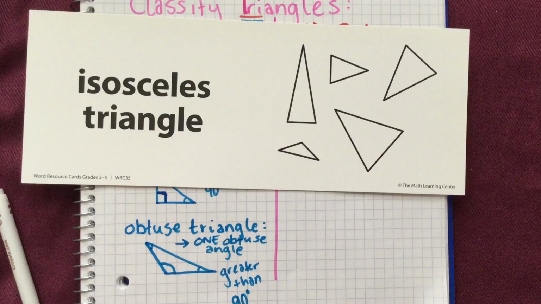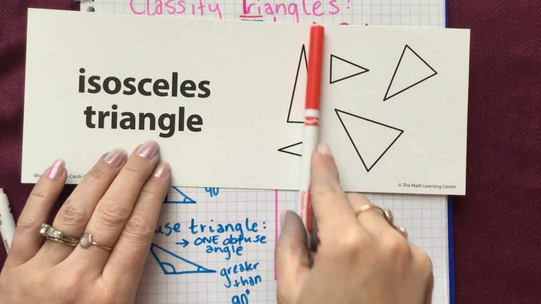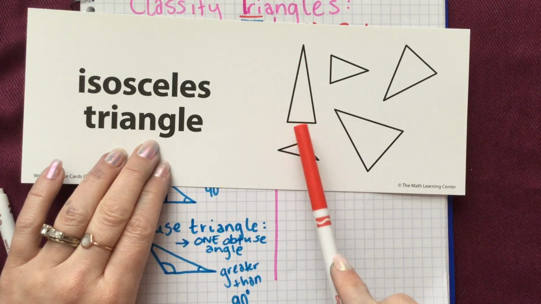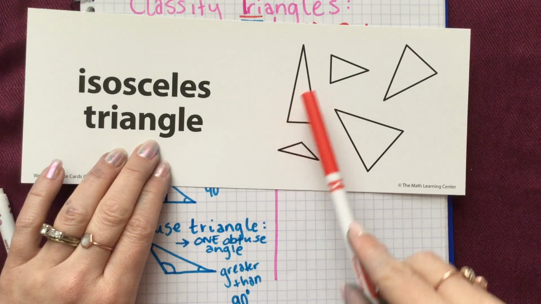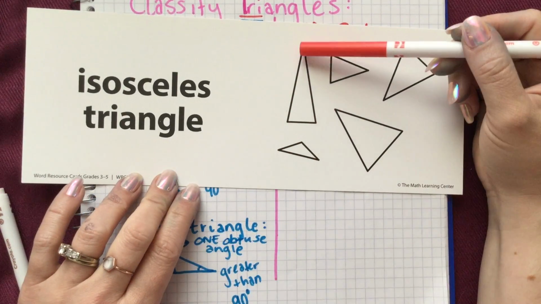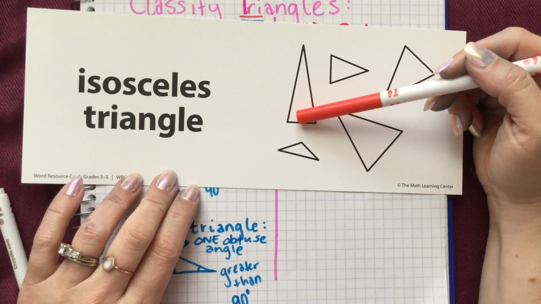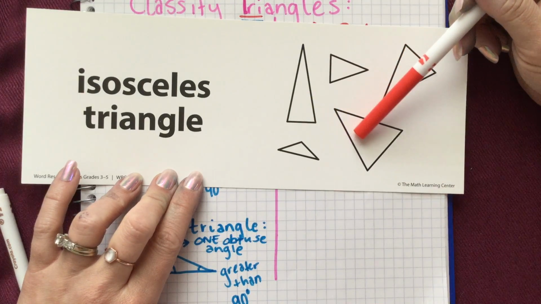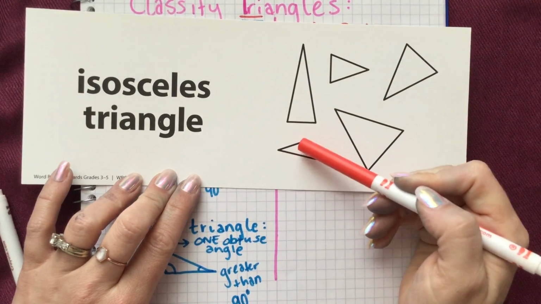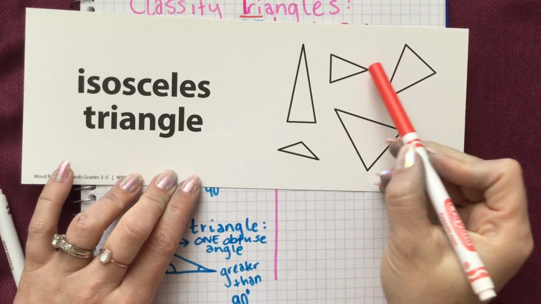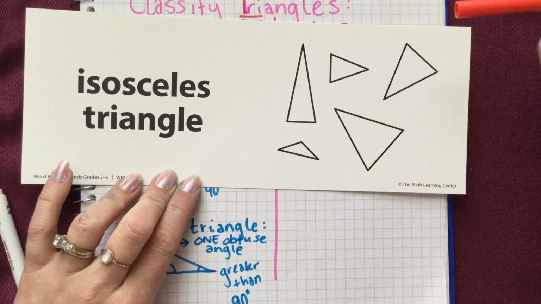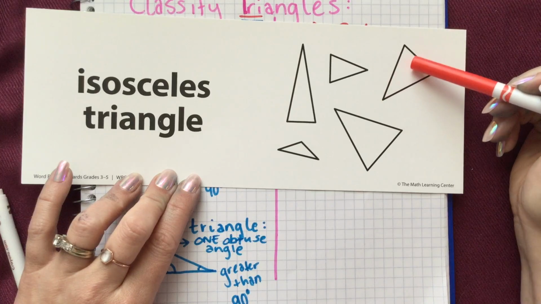So here are some examples of some isosceles triangles, and you can see that they have only 1 line of symmetry, and it's this way, right down the middle this way. I can't go from here to here because it won't be equal on both sides. But if I were to go down this way, you could see that has a line of symmetry here, and here, and here, and here, and here.